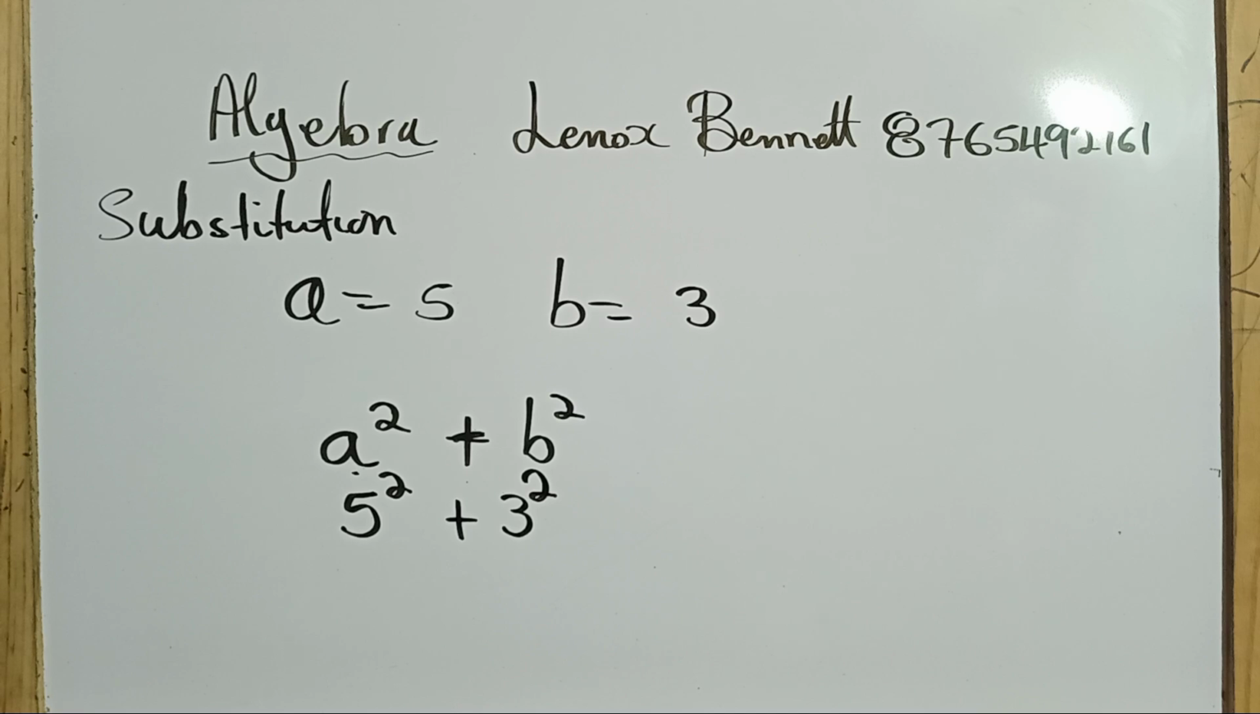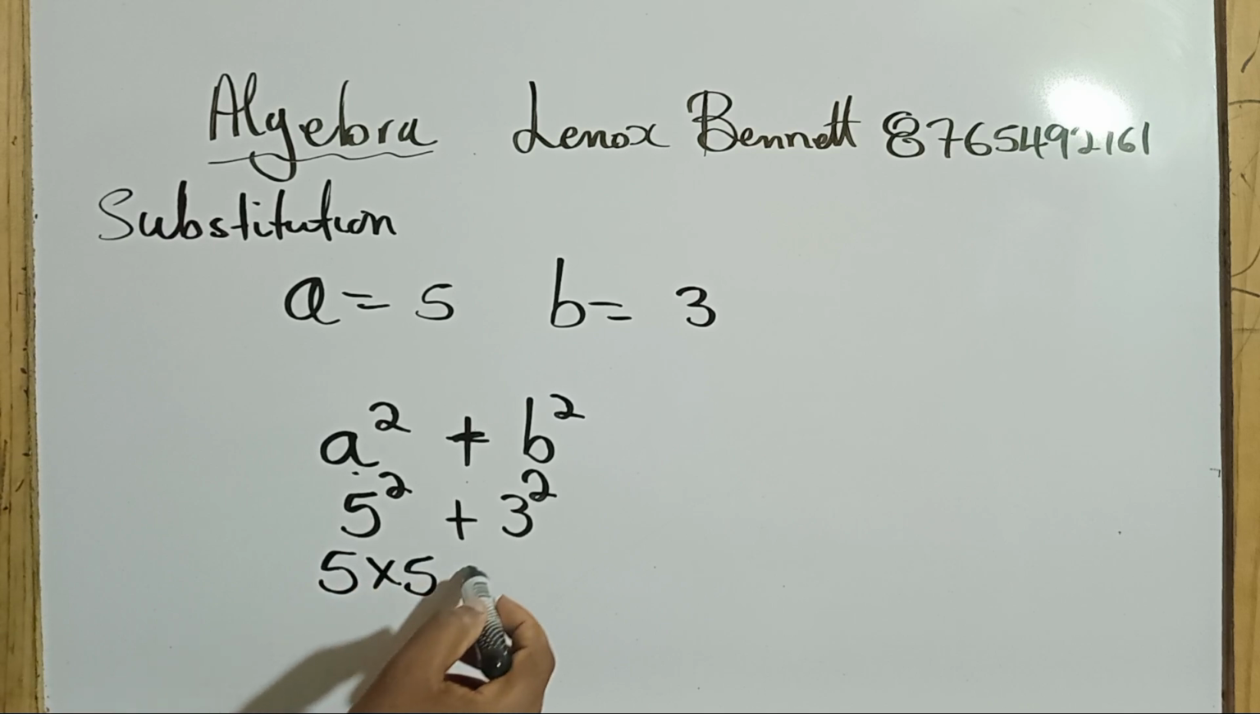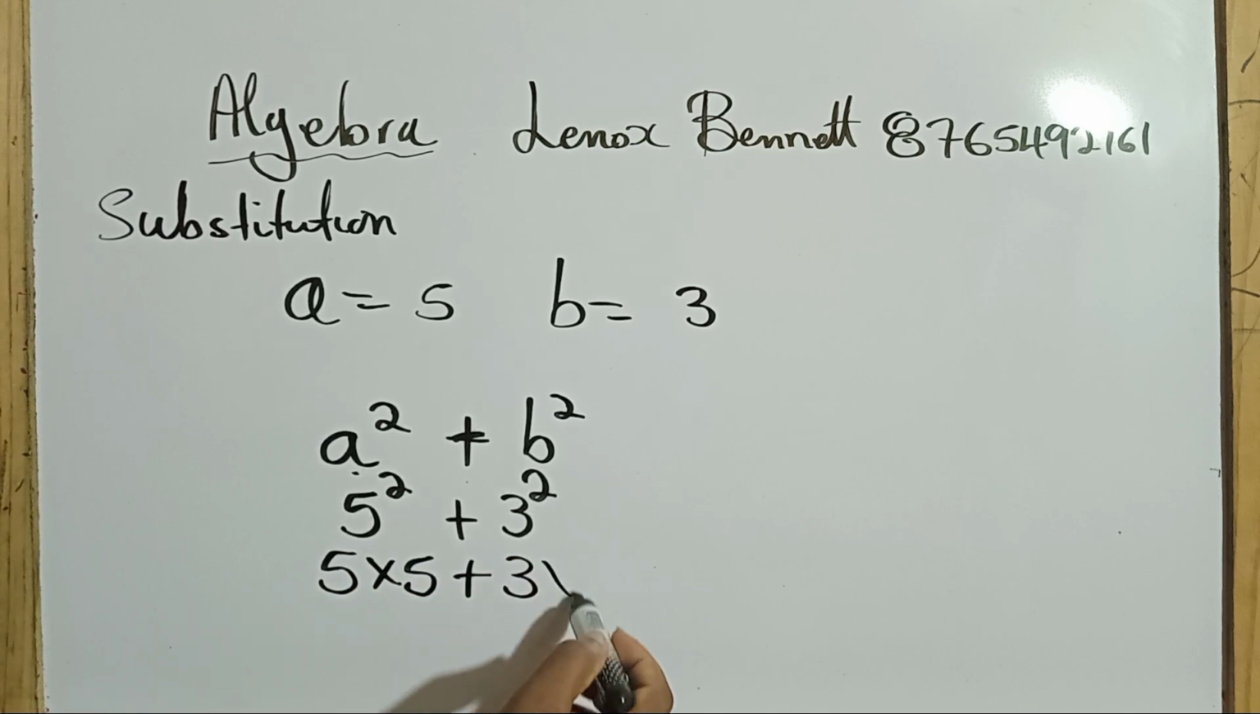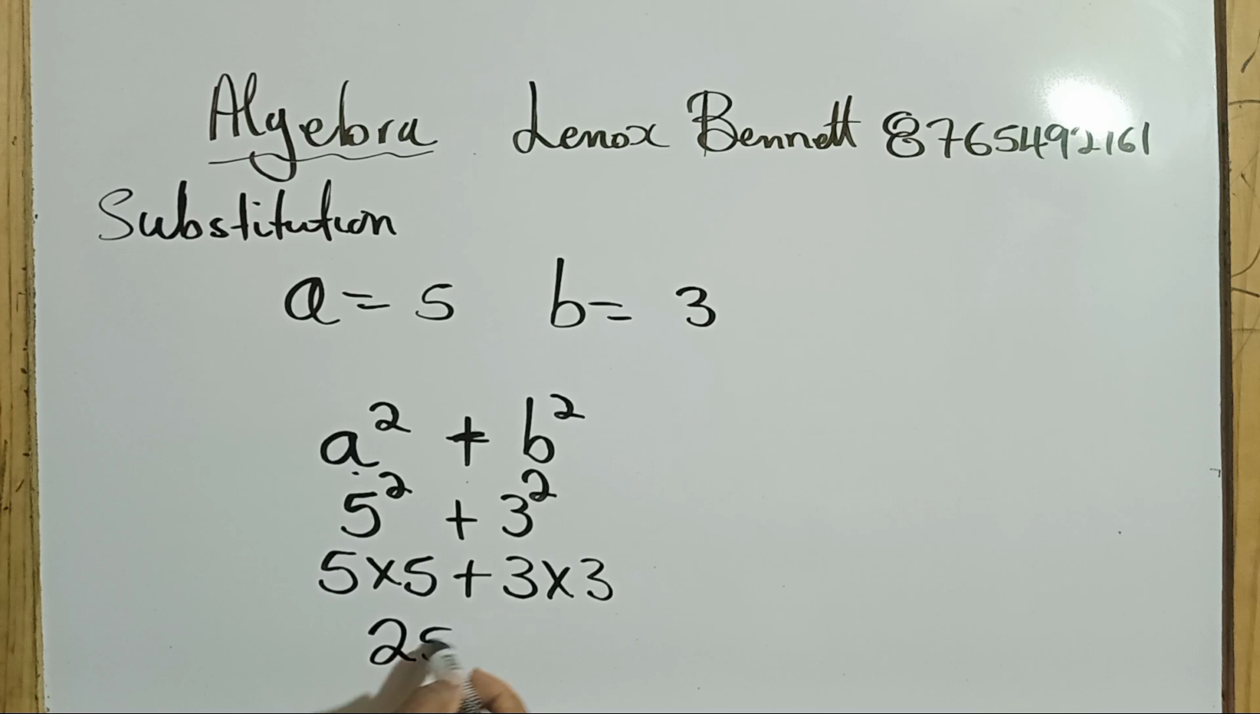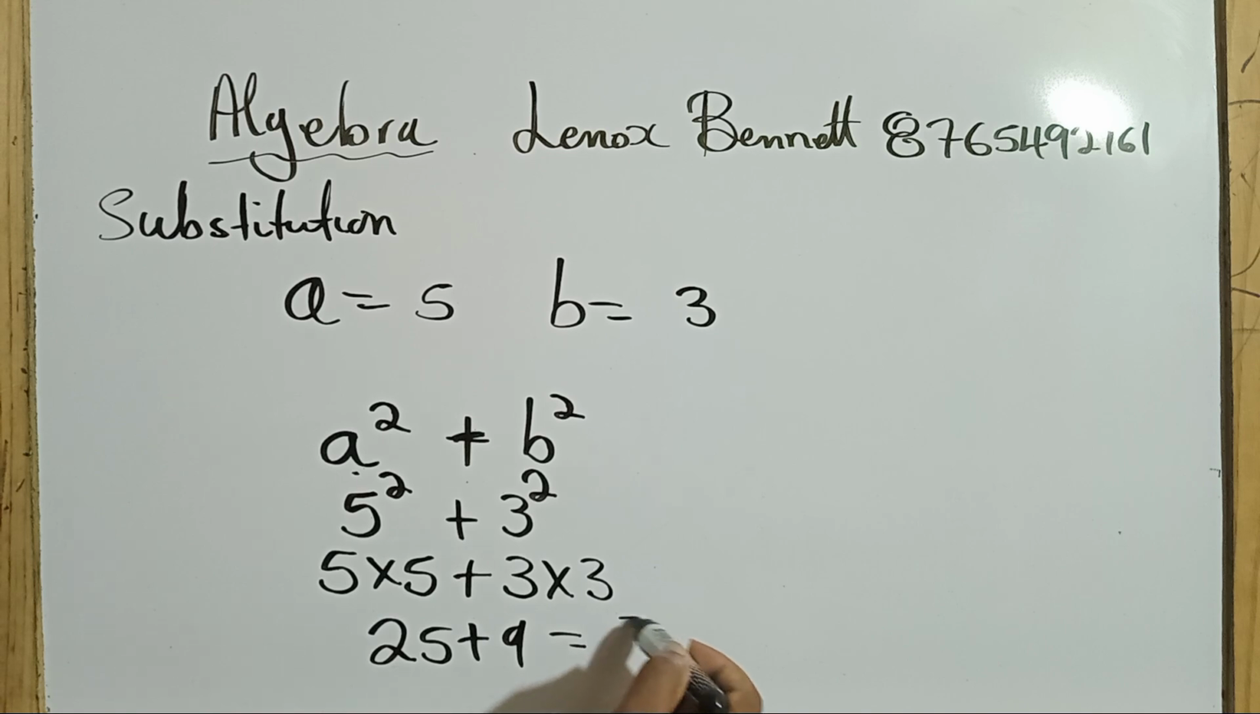Now, 5 squared does not mean 5 times 2. It means a number multiplied by itself. Similarly, 3 squared is 3 multiplied by 3. Now, 5 times 5 is 25, and 3 times 3 is 9. And then we would add. So 9 plus 25 is going to give us 34. So the answer would be 34.